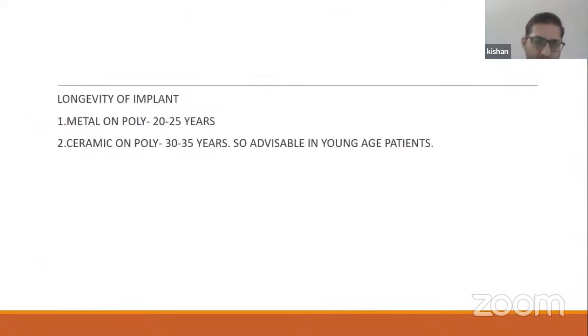The longevity of the implant with metal on poly, which is the most commonly used, is 20 to 25 years, and ceramic on poly 30 to 35 years. So ceramic on poly is advisable in young age patients.